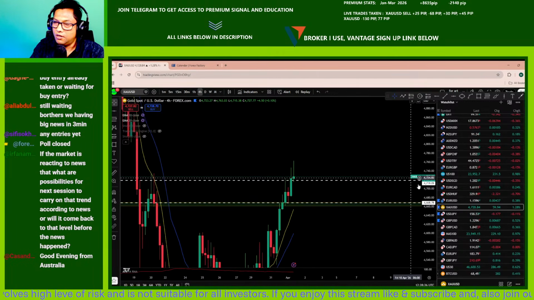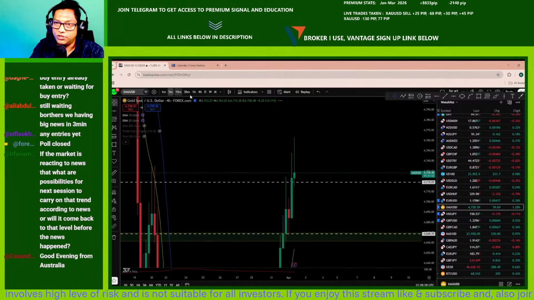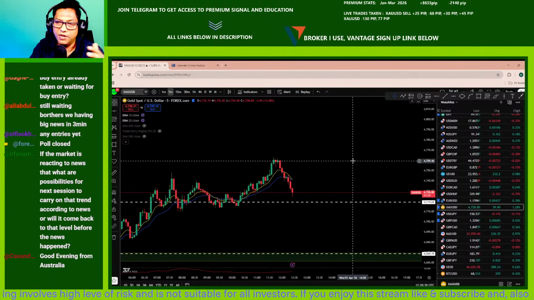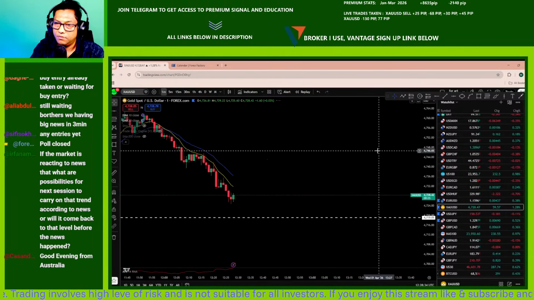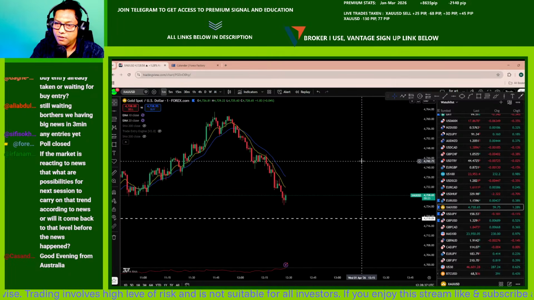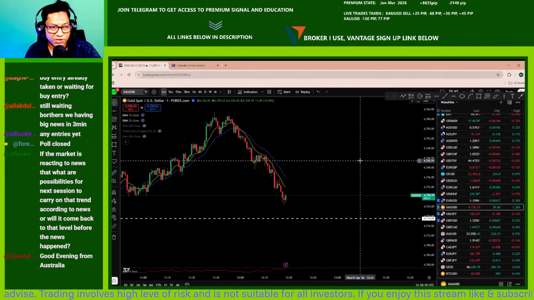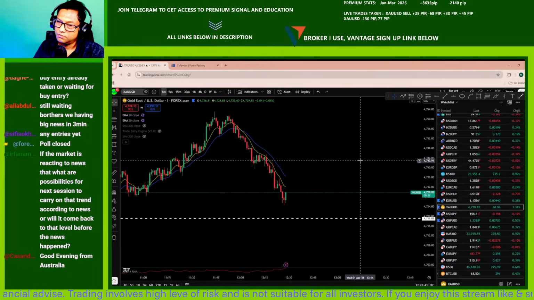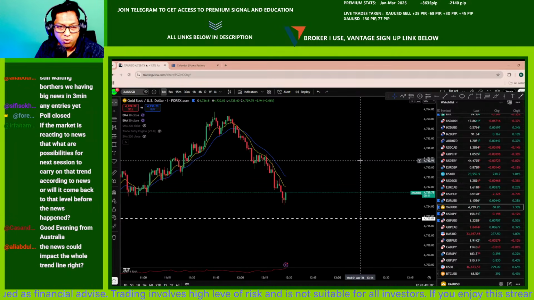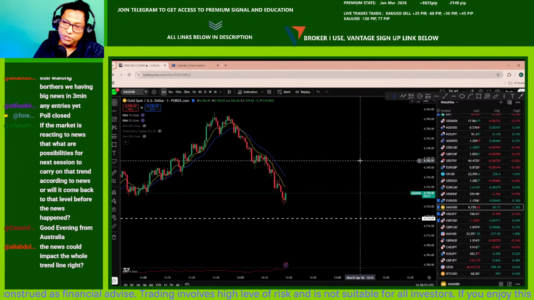Okay, here is the lower time frame market structure, and it's still maintaining the downtrend here. We have 2 minutes for the next one to come up. The news could impact the whole trend line, right? Okay, so yeah, this is what happened.